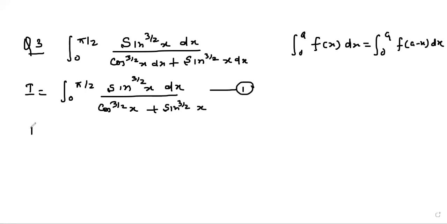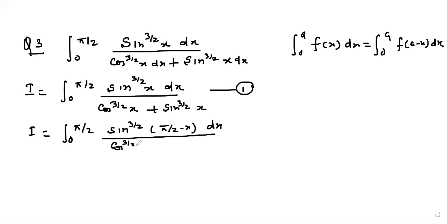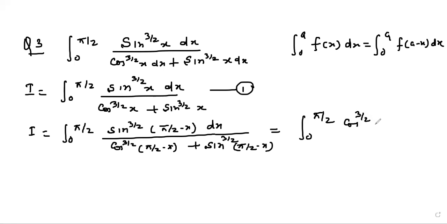Now, by using the property, again we write I equal to integration from 0 to pi by 2, and this will become sin 3 by 2 (pi by 2 minus x) dx divided by cos 3 by 2 (pi by 2 minus x) plus sin 3 by 2 (pi by 2 minus x). So sin (pi by 2 minus x) will give cos x, and cos (pi by 2 minus x) will give sin x. So it will become integration from 0 to pi by 2 of cos 3 by 2 x dx divided by sin 3 by 2 x plus cos 3 by 2 x. This is equation number 2.